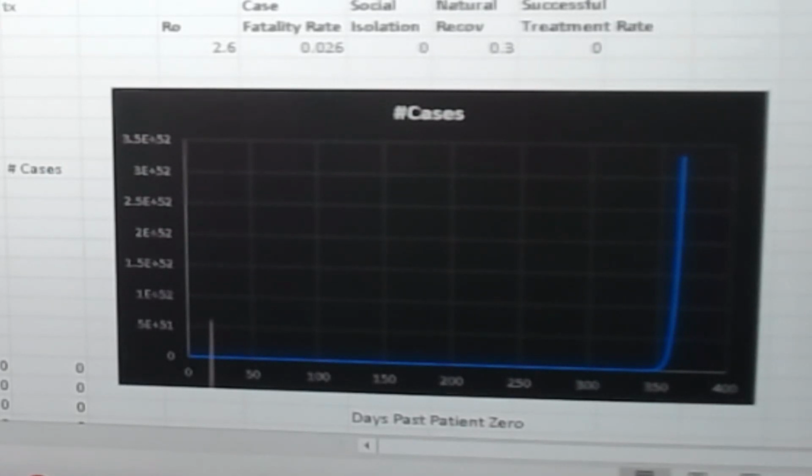The case fatality rate is expressed as a percentage here, so it's 0.2. As a decimal, it's 0.026. As a percentage, that would be 2.6%. That's a pretty high case fatality rate if you think about it. That's what it looks like in China, and I have expressed a hypothesis about why that may be so in China and why that may not necessarily be so in all places outside of China.